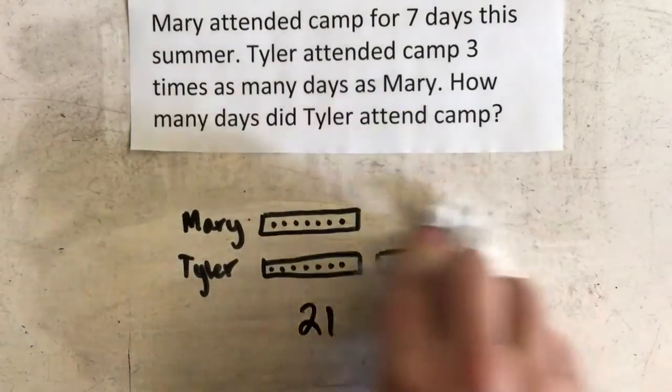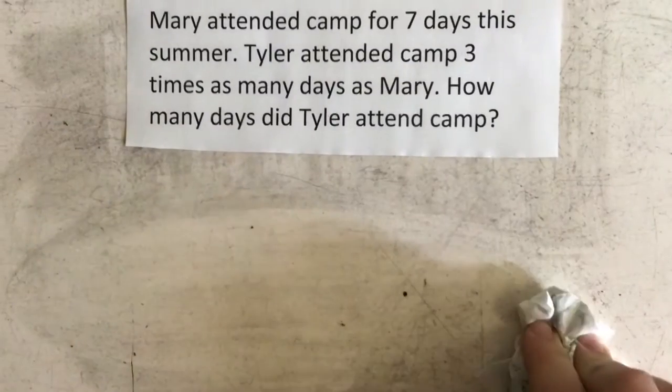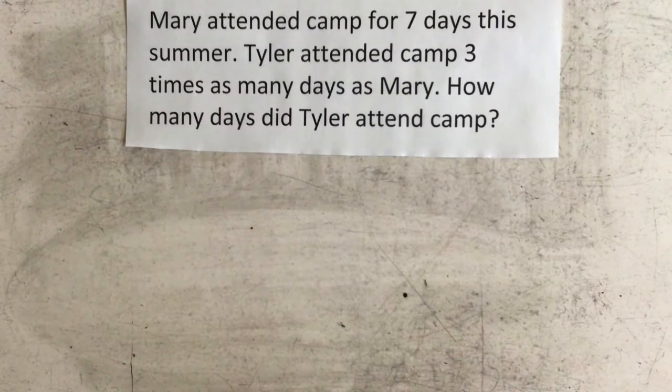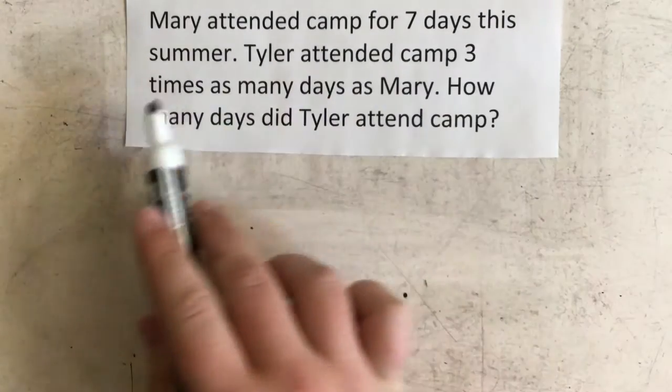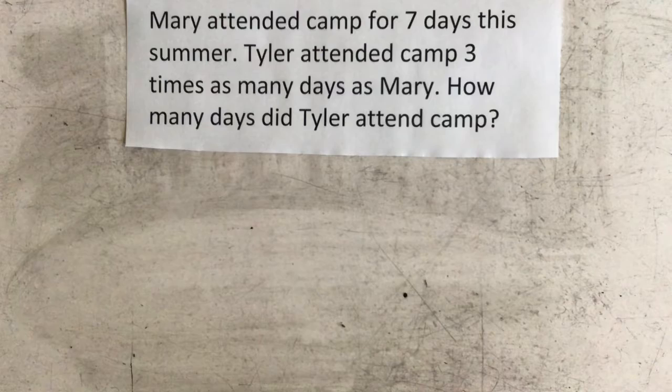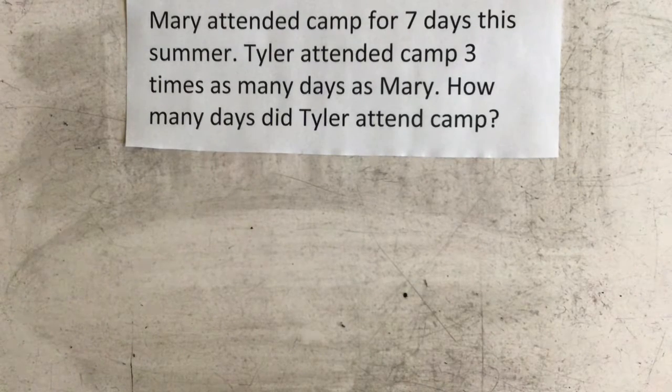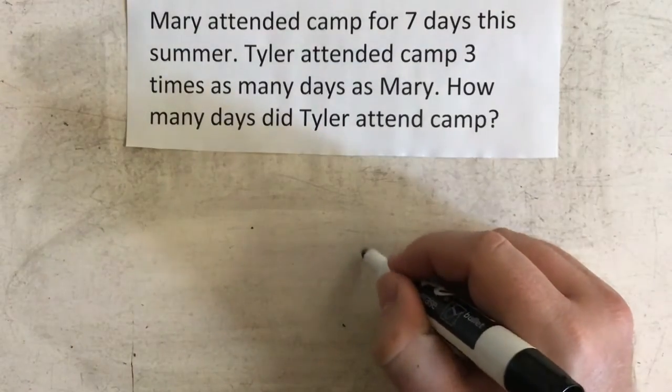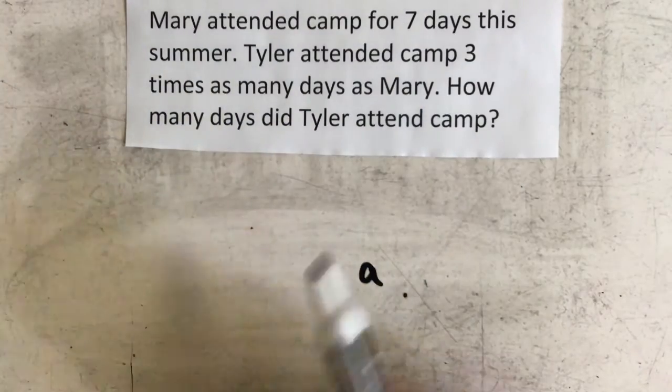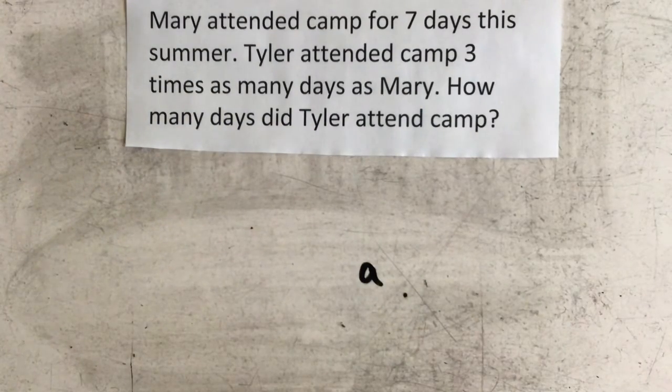Another way that might be a little bit easier is by using an unknown variable equation. So I'm going to come up with a variable for the number that I'm trying to find. And the number that I'm trying to find is how many days did Tyler attend camp? So I can choose any number or any letter that I want to represent that amount. So I might choose the letter A. We'll say that A is the amount of days that Tyler attended camp.